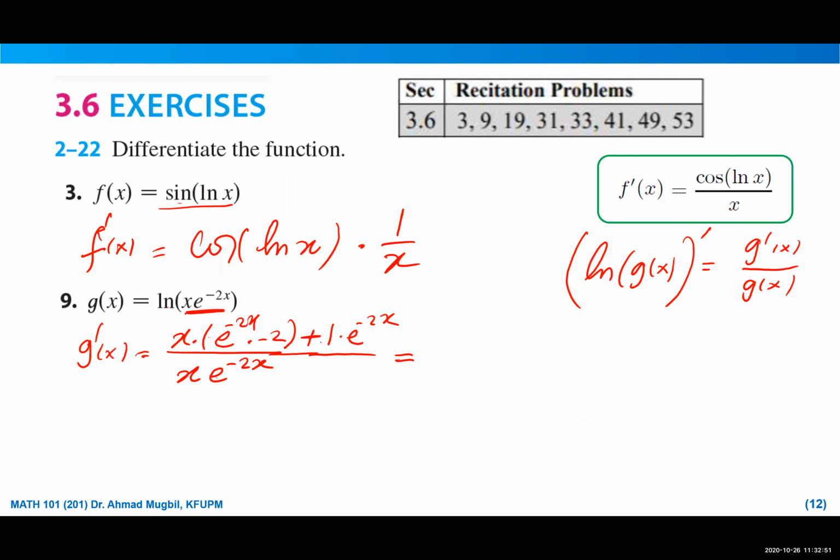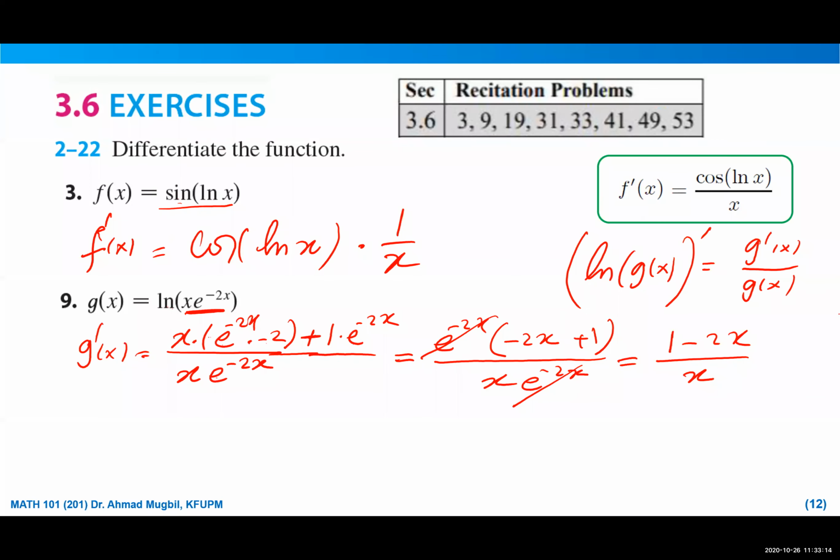Simplify your answer. Now here you have e to the power x and e to the power x. Take it as a common factor. Here we will have negative 2x plus 1 all over x e to the power negative 2x. Notice that there is no ln when we differentiate here. The ln is gone. Now this will be cancelled with this one, and we have 1 minus 2x over x. This is the derivative of this function.